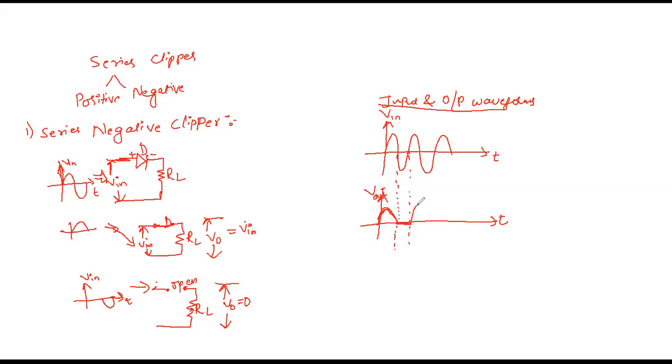So again the positive half cycle will be present, and during the negative half cycle, you can see here it is 0, and again the positive half cycle. That means from the output waveform, what you have understood is that the negative half cycle of the signal has been clipped. That is why it is called a series negative clipper. Okay, so the transfer characteristics will be like this.